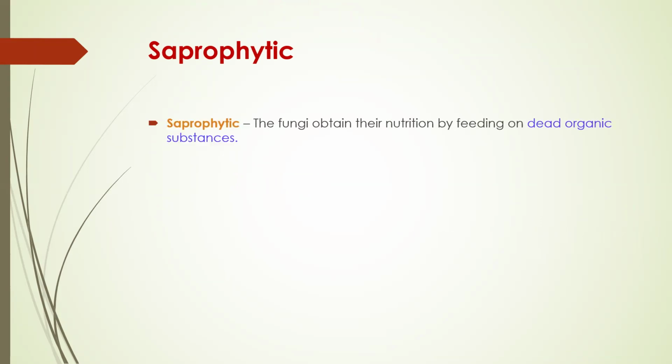First one is saprophytic. Look at here. Saprophytic fungi obtain their nutrition by feeding on dead organic substances. This is very important: the fungi obtain their nutrition only from dead organic substances, depending upon dead organic substances. Examples: Rhizopus, Penicillium, and Aspergillus.